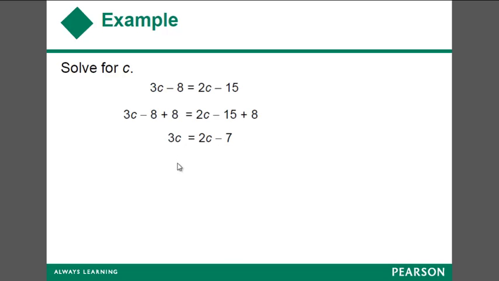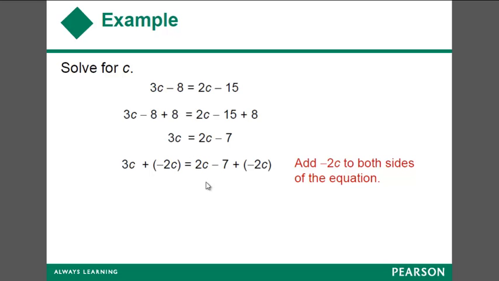I want to get all my c's to one side. So I'm going to add the opposite of this 2c to both sides, which means I'm going to add a negative 2c to both sides. This will cancel out the 2c's on the right hand side. 3c plus a negative 2c leaves me with c equal to negative 7. Again, plug this back into the original equation everywhere there's a c and check your answer.